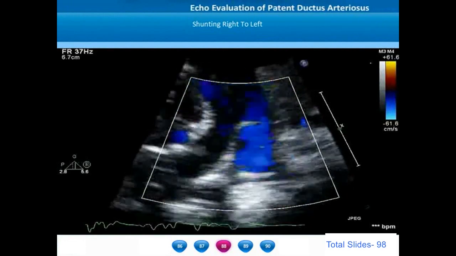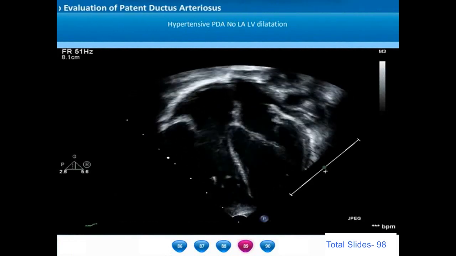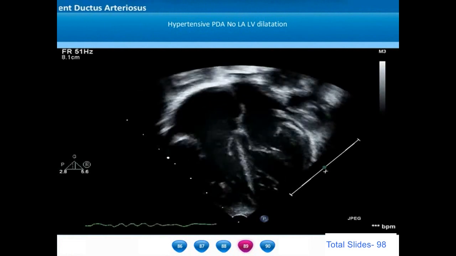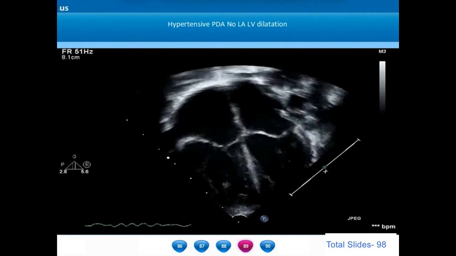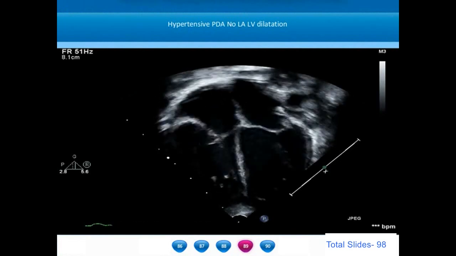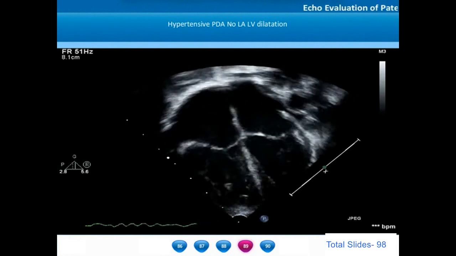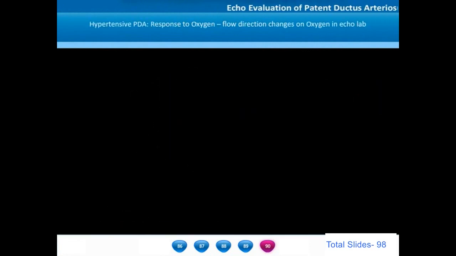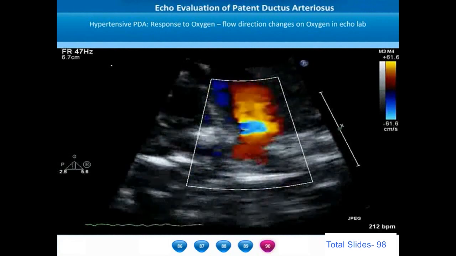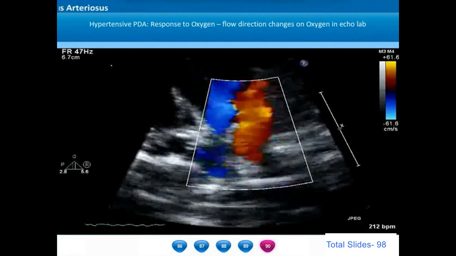In that long tubular PDA, there is no left atrial and left ventricular dilatation, which indicates that the left-right shunt through the ductus is very, very insignificant. In these patients, we can do a hemodynamic assessment in the echocardiographic lab by beginning to administer oxygen.